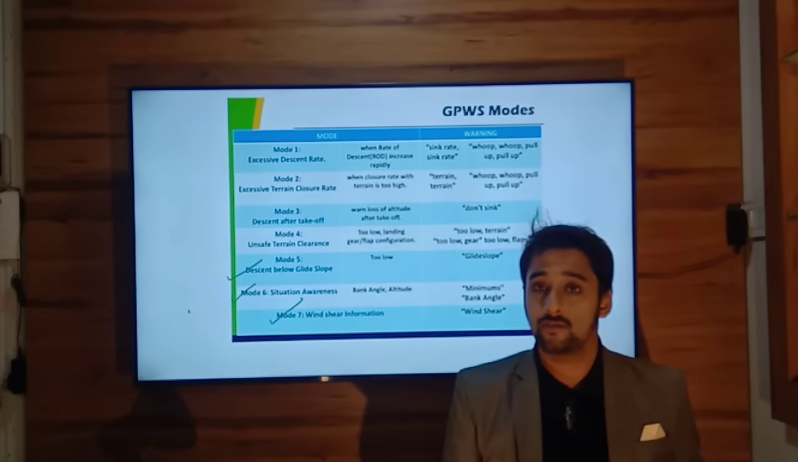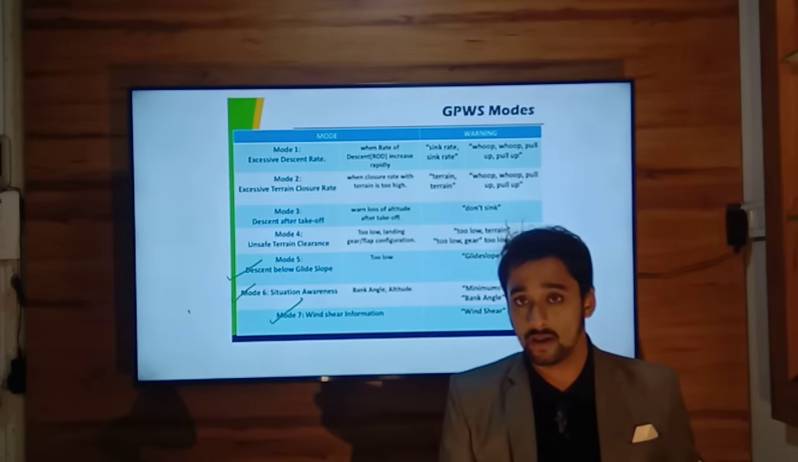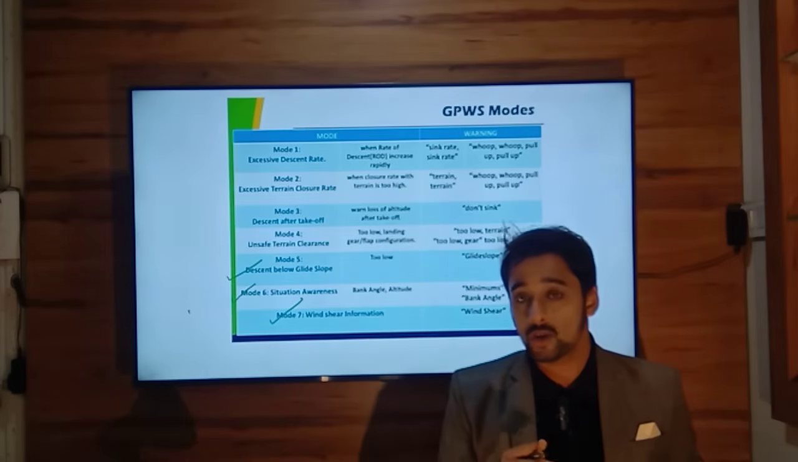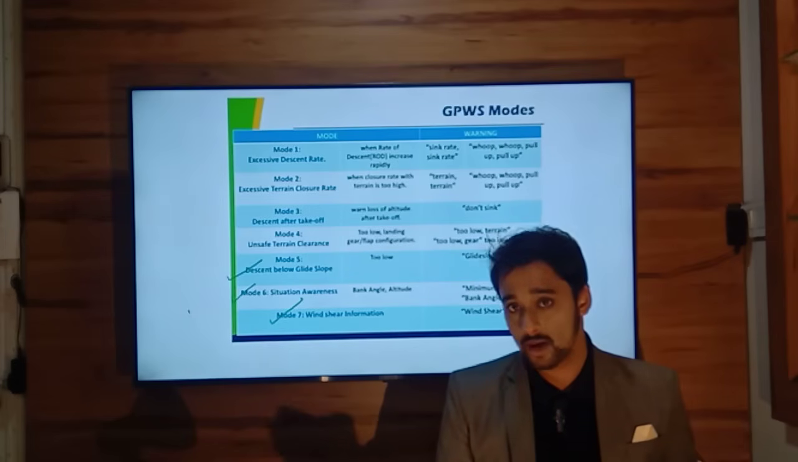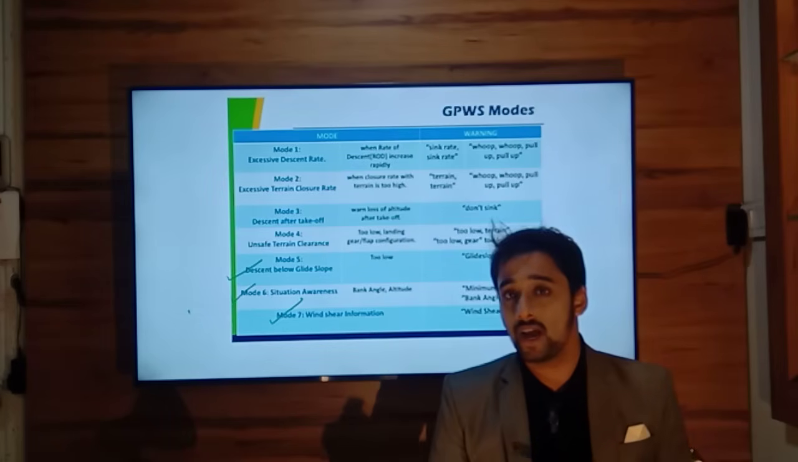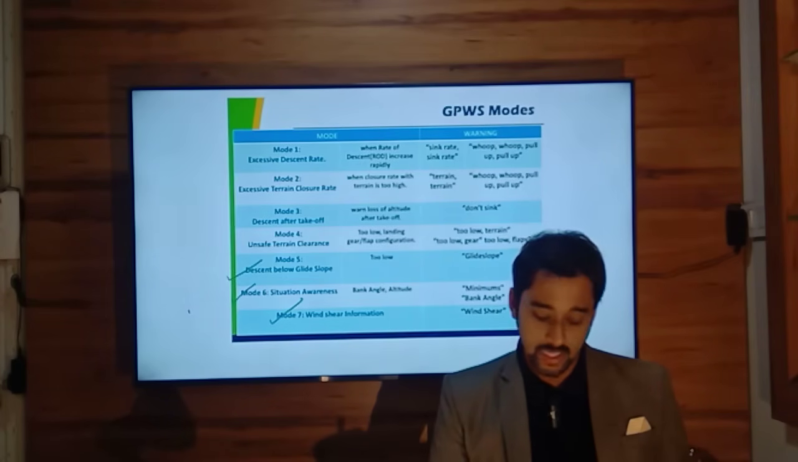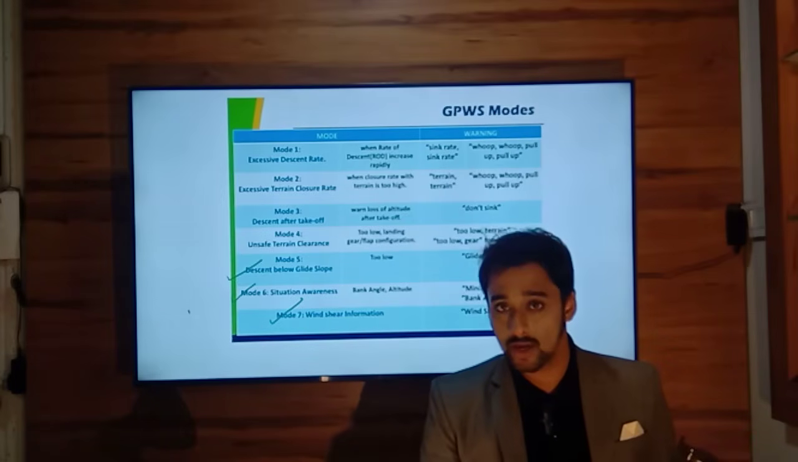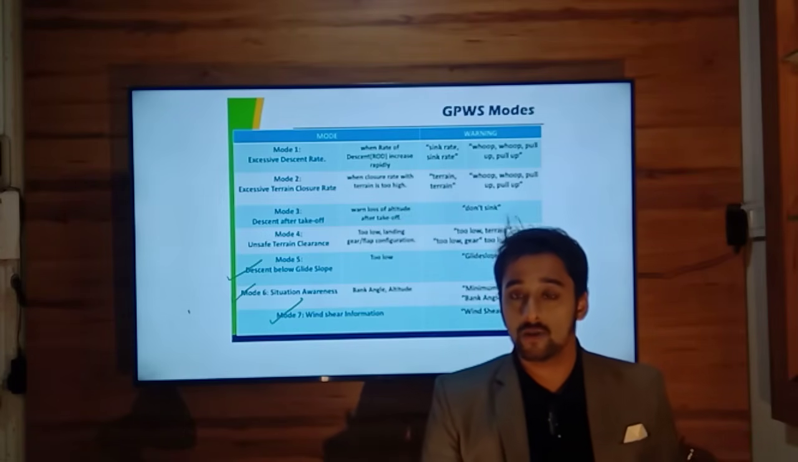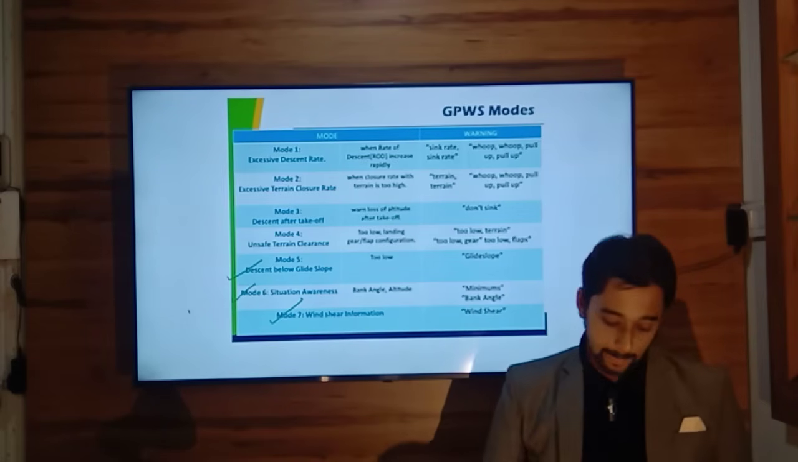It is better, even if there is some distance between your aircraft and the runway, to go around at that moment of time. There have been instances you can watch on YouTube where aircraft have done very hard landings because of this wind shear phenomenon at the 11th hour, at the very last instant. So mode 7 GPWS also gives you wind shear information, and it's always recommended to go around whenever you get this warning.